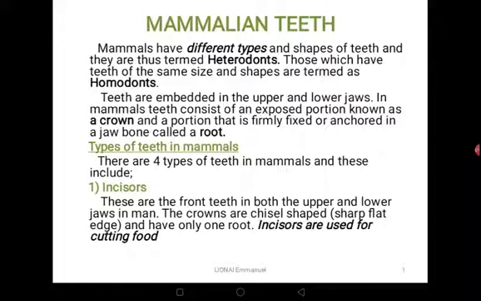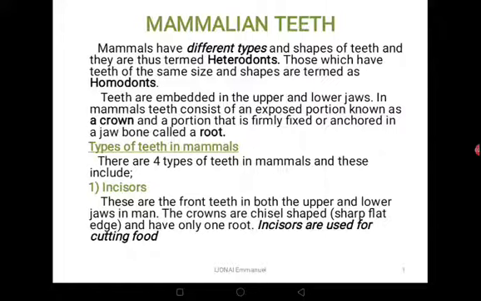And in mammals, the teeth consist of the exposed portion known as the crown and the portion that is firmly fixed or anchored into the jaw, that is called the root. So we have the two major parts of the tooth: the crown, which usually appears outside, the one you usually see white in color, and then the root, the one you don't see, which enters into the jaw. However, there are many other parts that we are going to see that are found in the teeth.